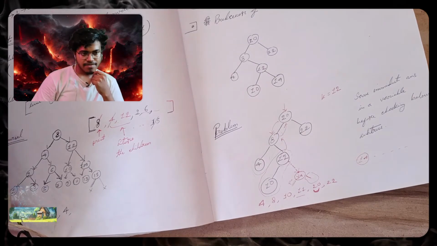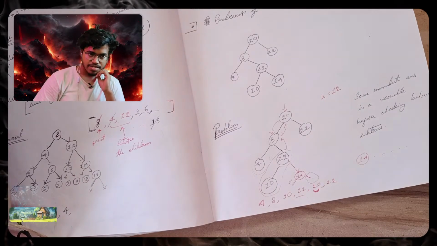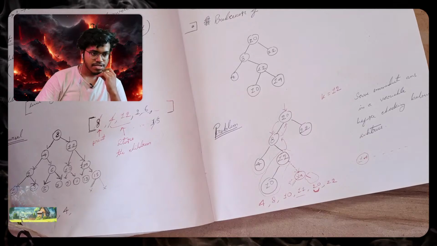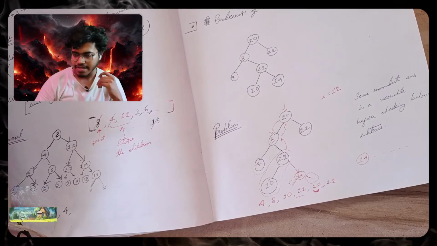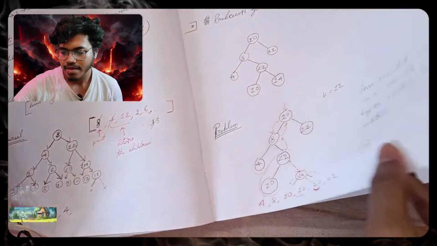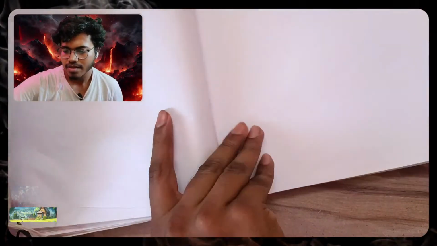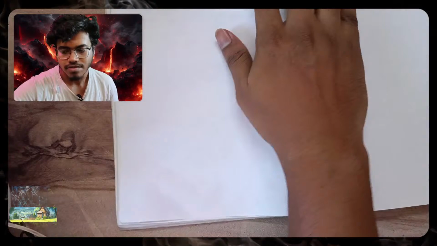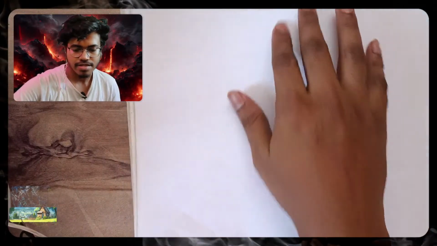It took me a lot of time to do it for the first time, yaar. I'll be honest. Okay, problem solved successfully. So in a similar way we can find the predecessor as well of a binary search tree. So yeah, that's all.